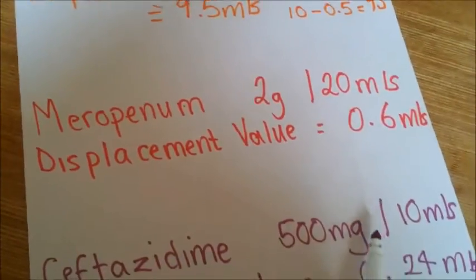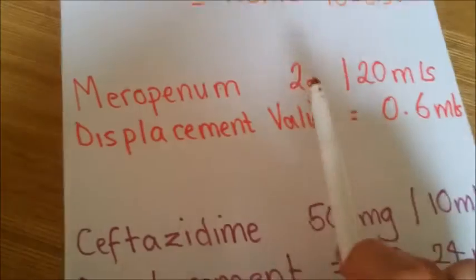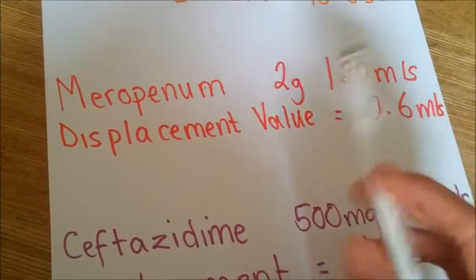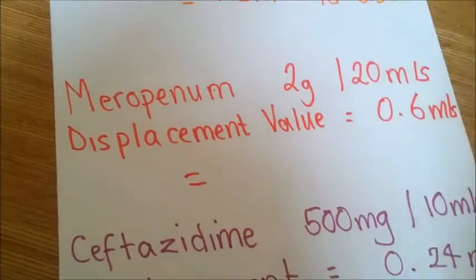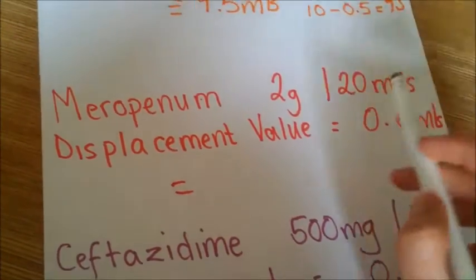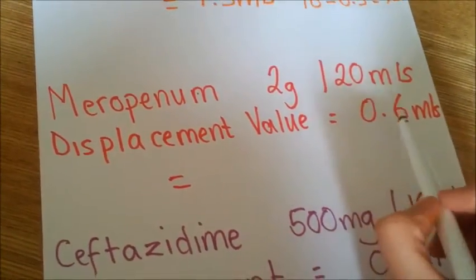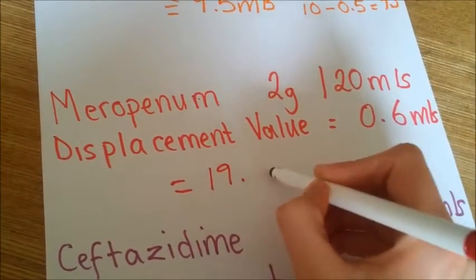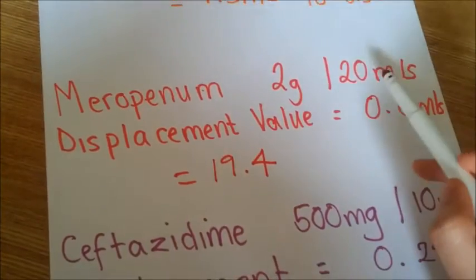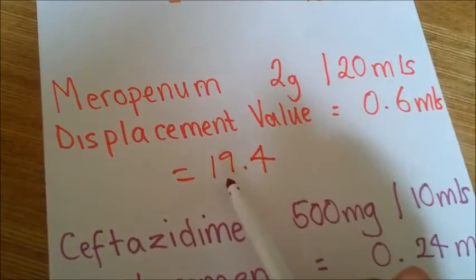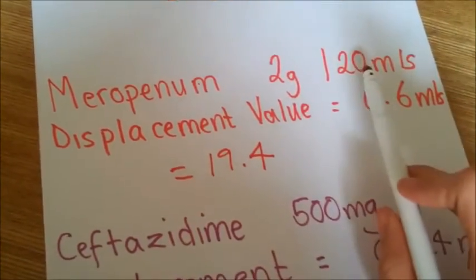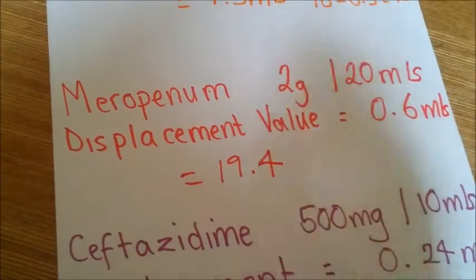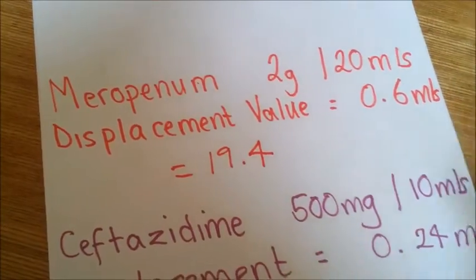We've got meropenem, again a powdered drug, that's 2 milligrams in 10 mils and a displacement value of 0.6. With this one, because we're making 10 mils and you've got 0.6, you're going to add 19.4, and then that will make your 20 mils. So you know you're right, because 19.4 plus 0.6 equals 20, or again you can do 20 minus 0.6, and that will give you your answer of 19.4.